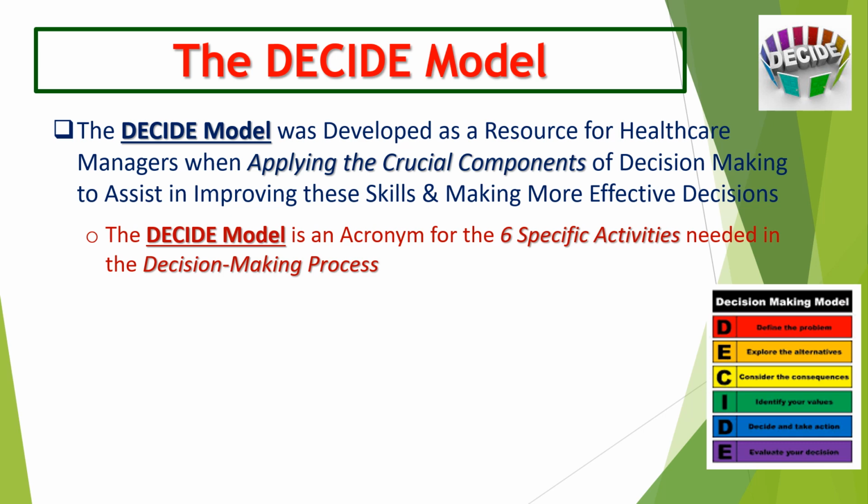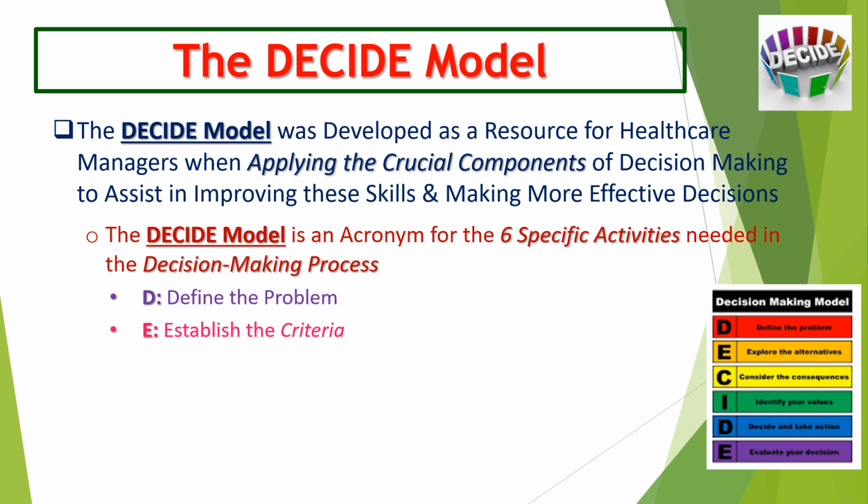and the acronym, as you see in the graphic over on the right, has 6 specific activities needed in this decision-making process. Each one goes along with the first letter of the first word in the steps of the process. So D is define the problem. We have to figure out exactly what the problem is. There might be multiple ideas, multiple considerations. What is the true problem? We have to get to the root of the problem.